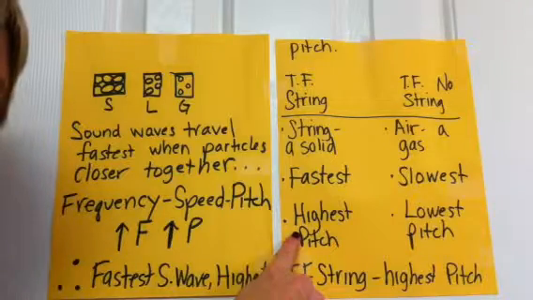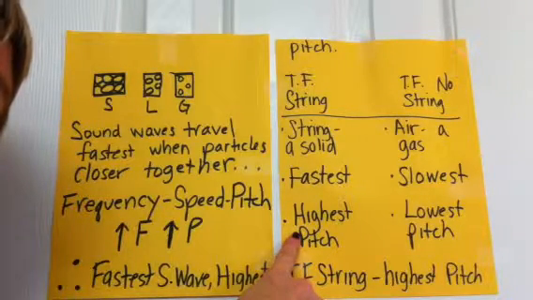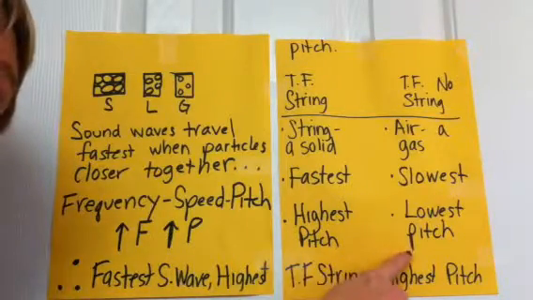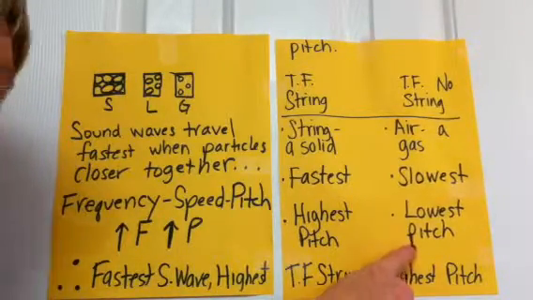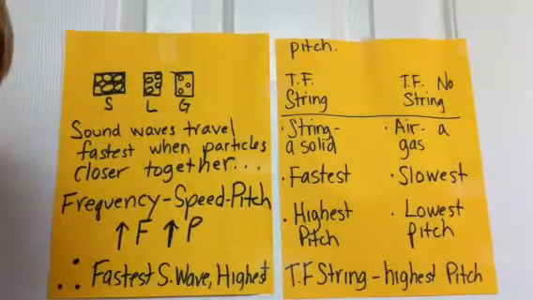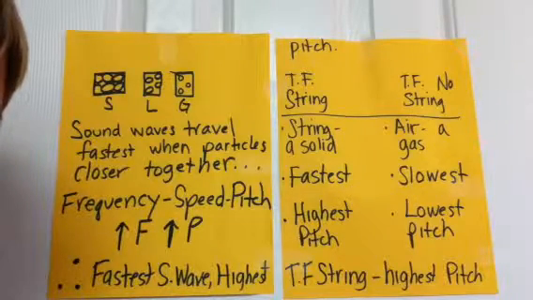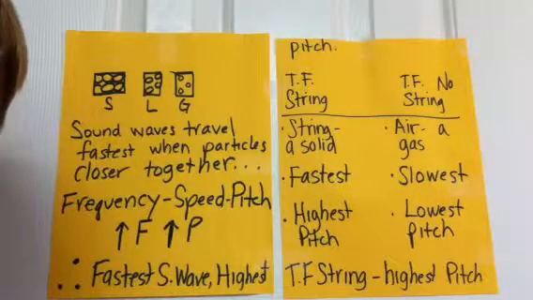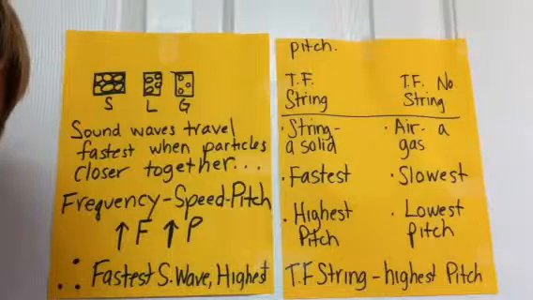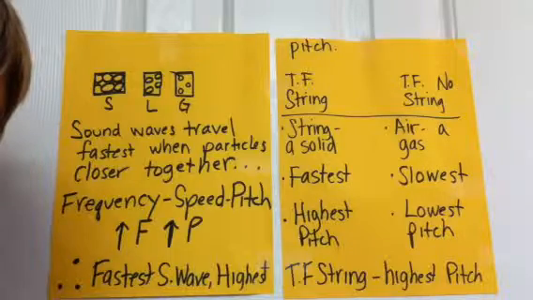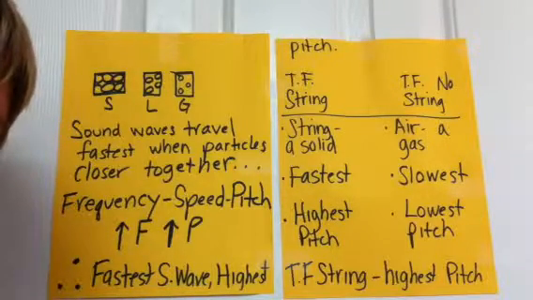Because a string is a solid and it has the highest frequency, we know it's also going to have the highest pitch. And likewise, the tuning fork with no string is going to have the lowest pitch. Therefore, the tuning fork with the string has a higher pitch than the tuning fork without a string, because the sound waves in the tuning fork with a string travel through the string to your ear, and the sound waves without a string travel through the air to your ear.